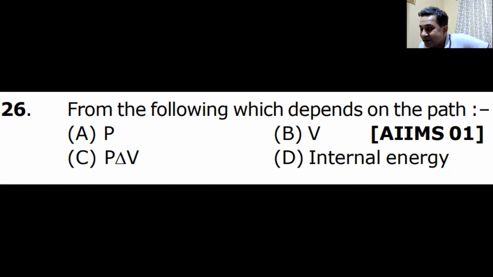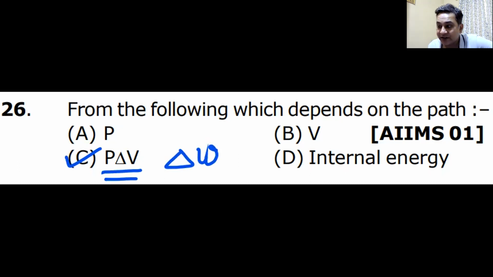From the following, which depends on path, and you are saying 4, so you got minus 5 and AIIMS is gone. So now you have Sarkari colleges left. Which of the following depends on path? And the answer is P dV. This is work done. We have forgotten this. Shame on us. Minus 5. Shame on us.